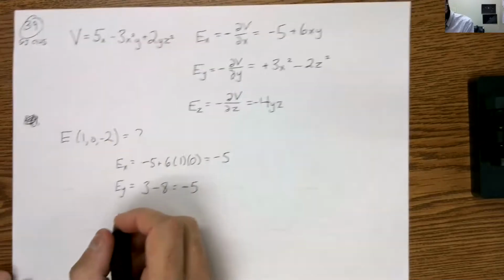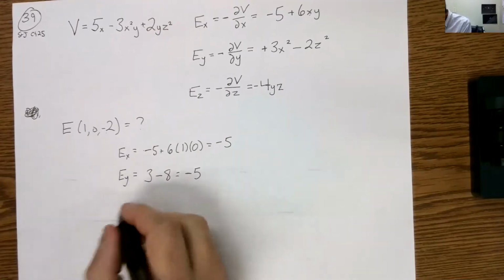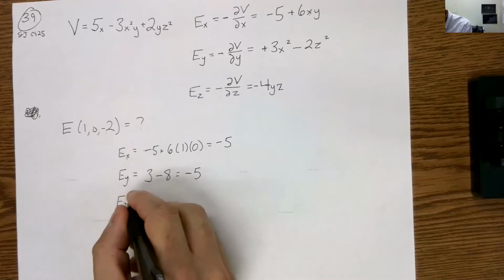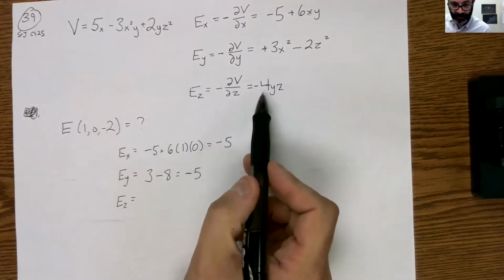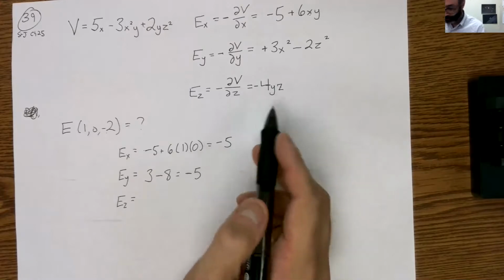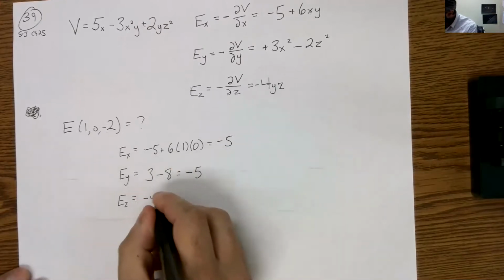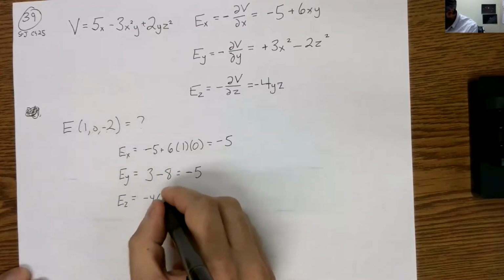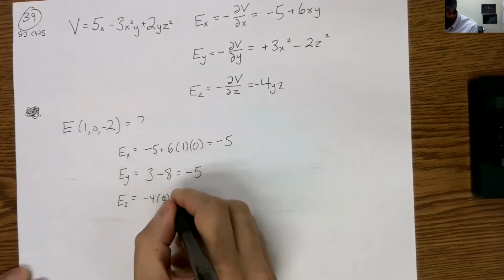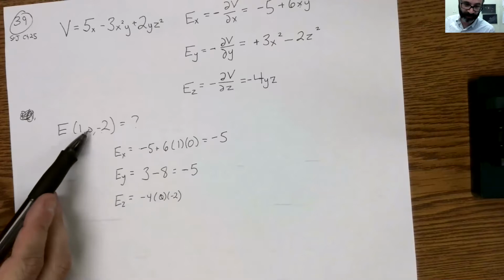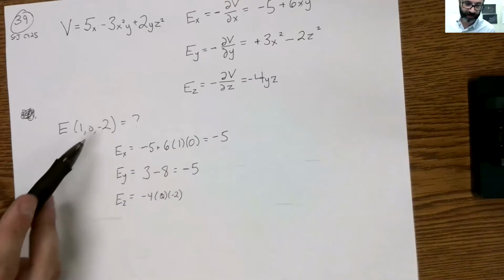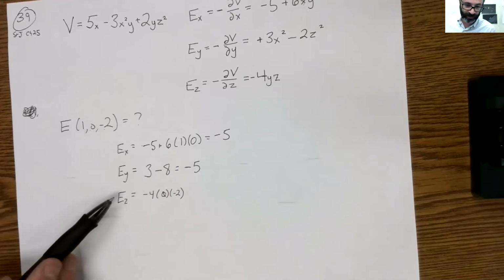And then, sorry, I keep moving my paper. Ez, the z component. Well, what do we get if we plug in negative 4yz, where y is 0? Since y is 0 at this point, or this is a point on the x-z plane, then the z component of the electric field is 0.